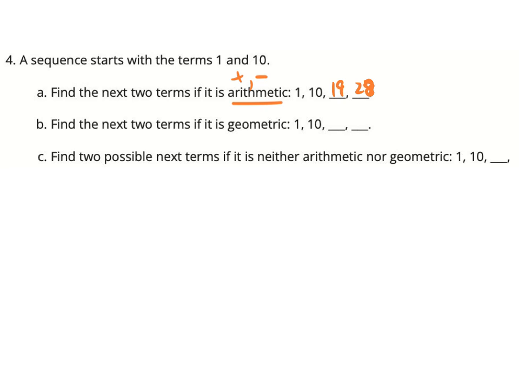Find the next 2 terms if it's geometric, which means multiply or divide. So 1 times 10 is 10, times 10 is 100, times 10 is 1,000. And the next 2 possible terms, if it's neither, you can write anything. You write 1, 10, you can write 11, you can write 56. Doesn't matter what you write for your next terms, as long as you don't have the same number operating on each term.